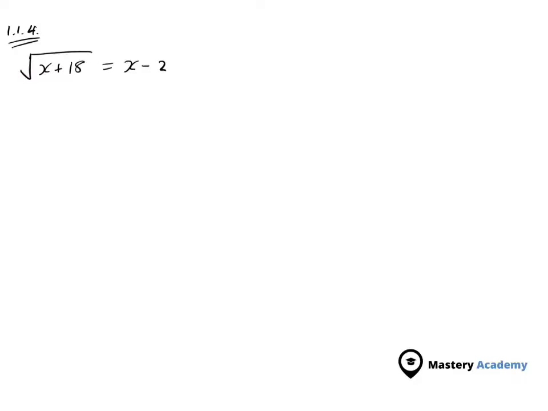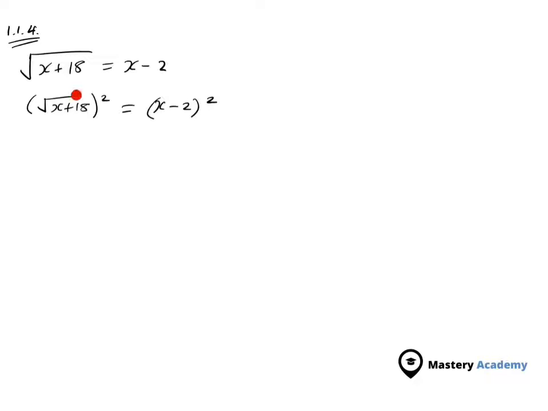We start off by squaring both sides of the equation. So we have the square root of x plus 18, squared, equals x minus 2, squared. This squared is going to take away the square root sign, so that's the reason why we are squaring both sides. What you do on the left, you must do on the right.